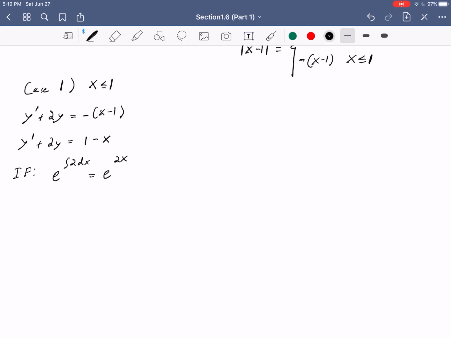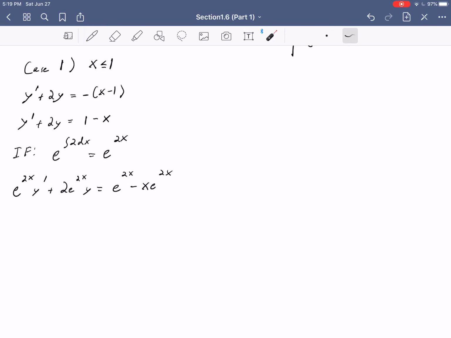We can go ahead and multiply that on both sides. e to the 2x y prime plus 2e to the 2x y is equal to e to the 2x minus x e to the 2x. All right, the left-hand side should be a product rule. So let's just confirm: e to the 2x y prime, the derivative of e to the 2x, yep, that's 2e to the 2x. The derivative of y is going to give us that term, so we're all good. Equals e to the 2x minus x e to the 2x.